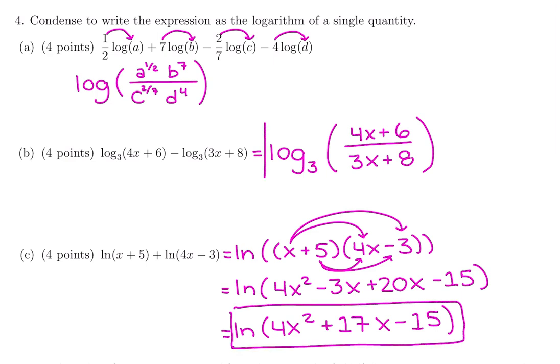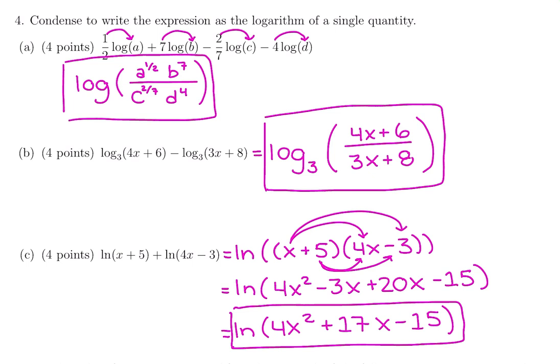But other than that, division is super fast. And then even if you have a bunch of powers to bring in, doesn't take too long either. So condensing means bringing in powers, addition is multiplication, and subtraction means division.